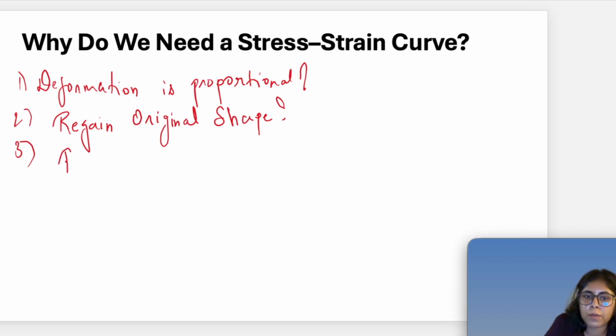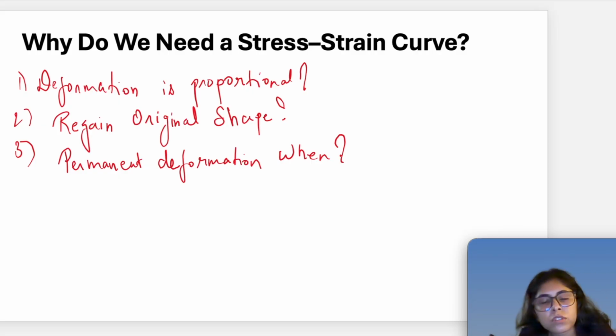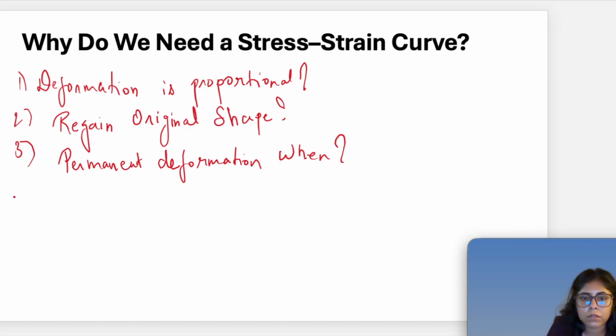So when did the permanent deformation start, right? And then one more question we can ask is, what happens when the material finally fails, right? When does the failure happen?